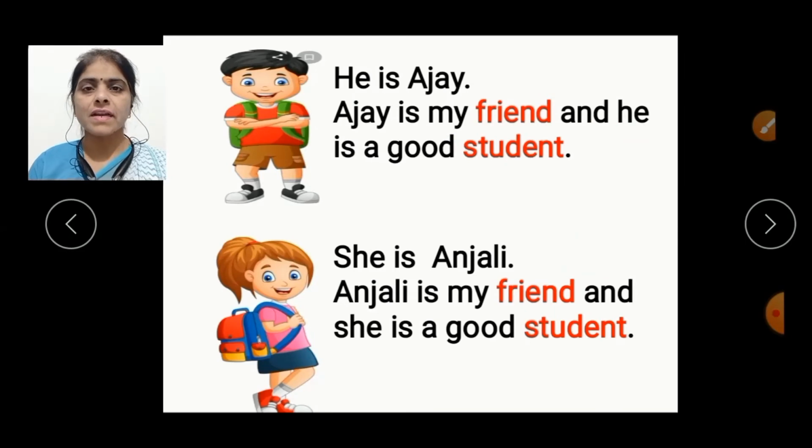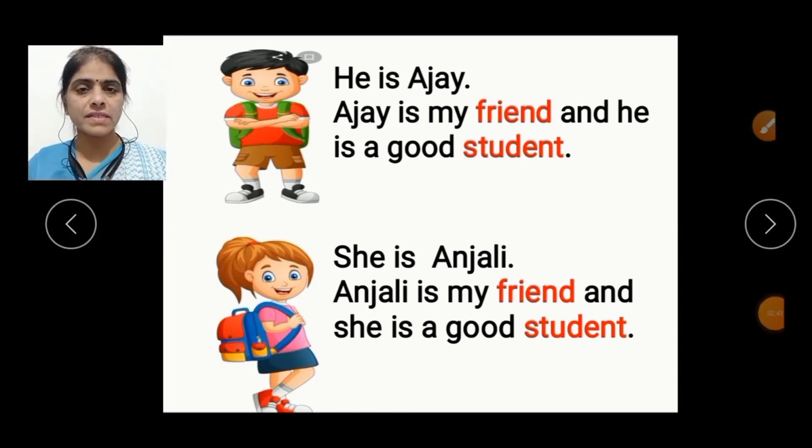Dear students, now let's have an example to understand the third kind of gender. In this slide you can see a boy and a girl. The boy refers to male and the girl refers to female. Both are referring to different gender. So the boy belongs to masculine gender and the girl belongs to feminine gender. Let me introduce them first. Here, he is Ajay. The name of the boy is Ajay. Ajay is my friend and he is a good student.